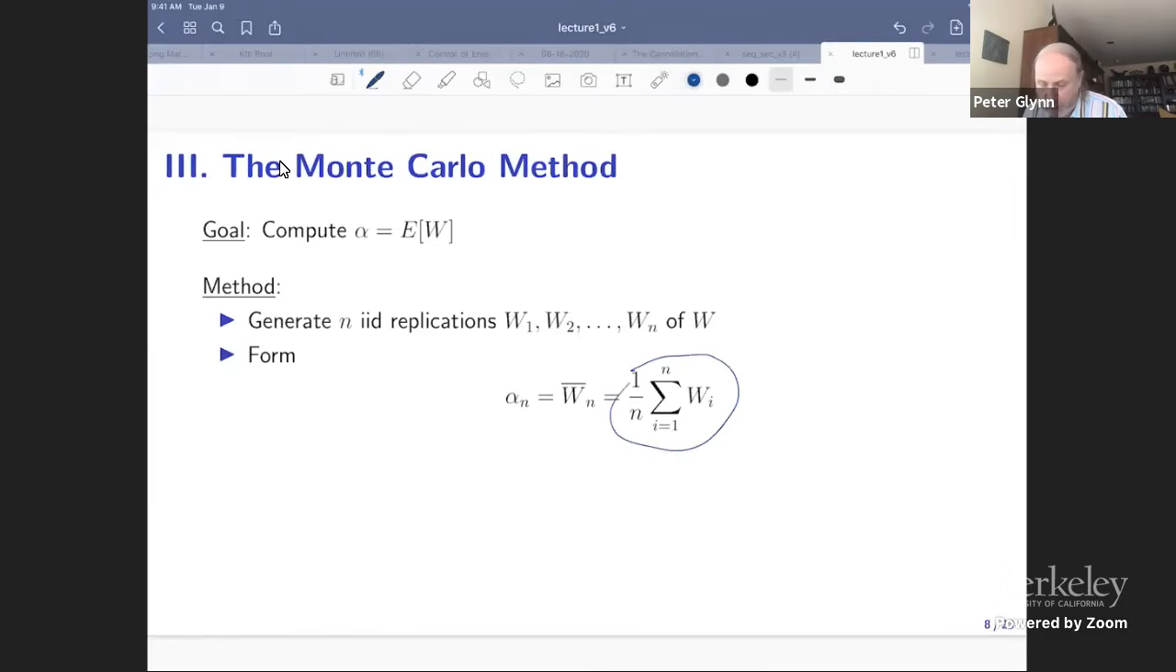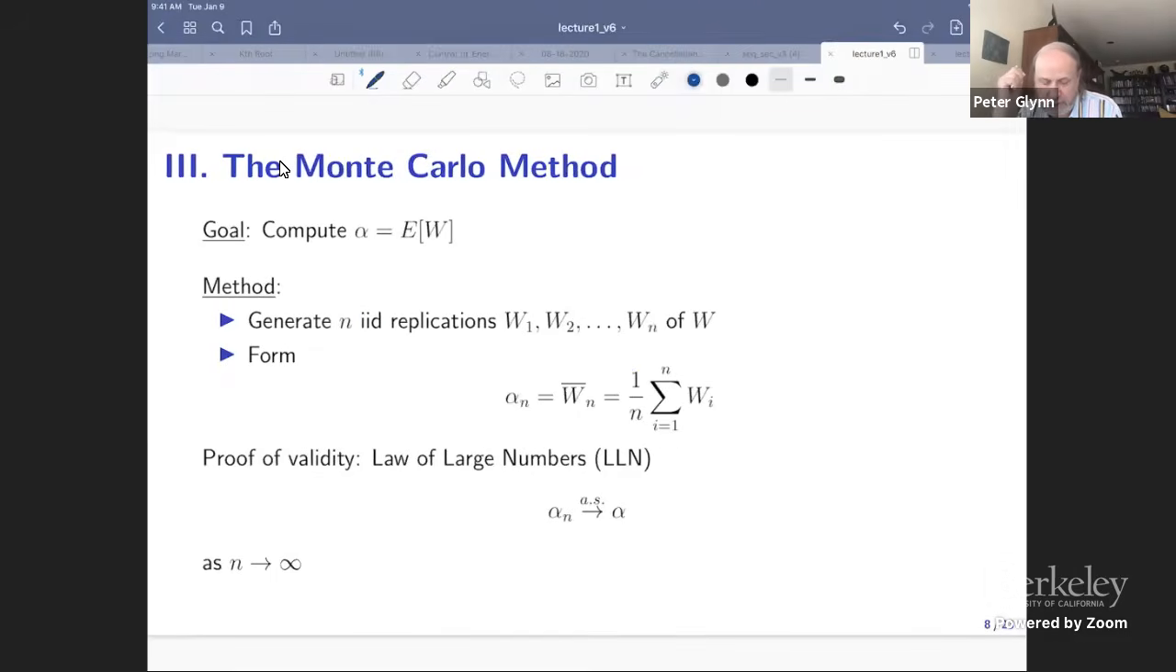And of course, one question that we would ask scientifically, mathematically, is why is this a reasonable method? Of course, reasonable should mean that the method converges as the number of computer experiments, the number of replications n, goes to infinity. And of course, that's guaranteed by the law of large numbers. If the Wi's are IID, as we're assuming here, then the strong law of large numbers guarantees that if W is integrable, alpha n converges as the sample size n goes to infinity to the quantity that we're trying to compute.